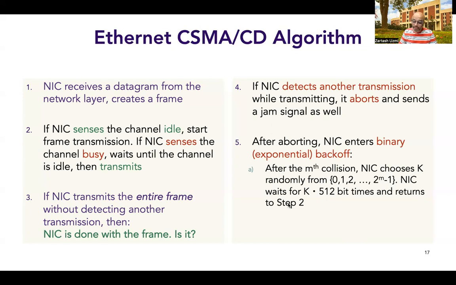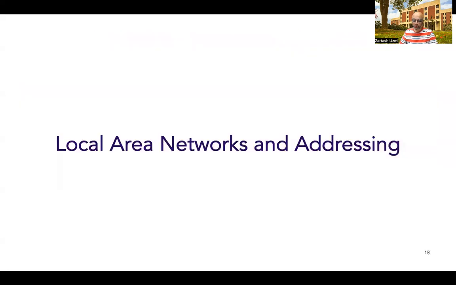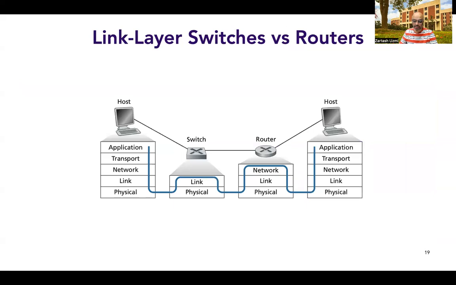So you will need to wait a certain amount of time, and that time is randomly picked between 0 and 2 to the power m minus 1, multiplied by 512 bit times. Which means that if you have more collisions, then there will be a longer back off interval with each collision. Now let me move to local area networks and addressing.